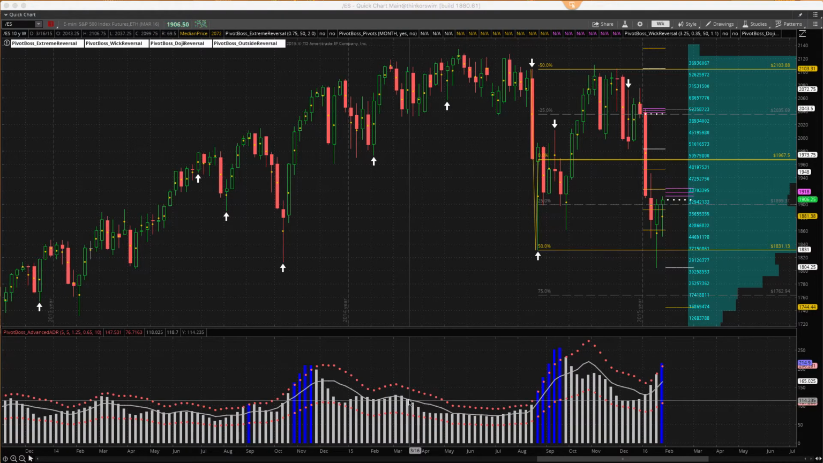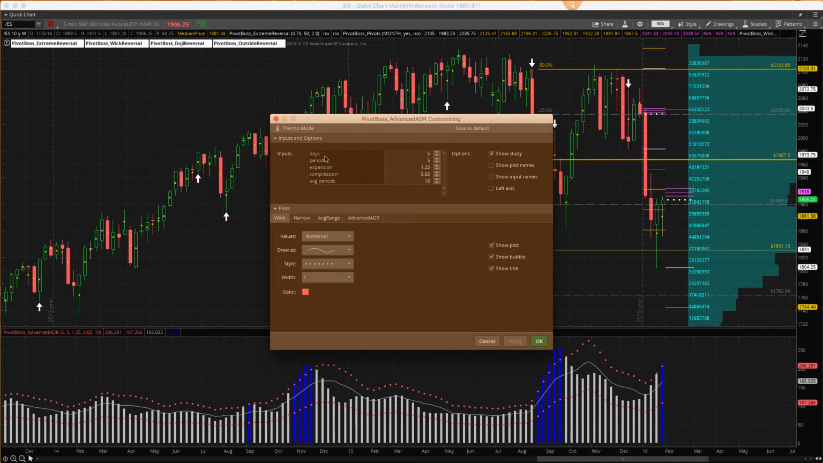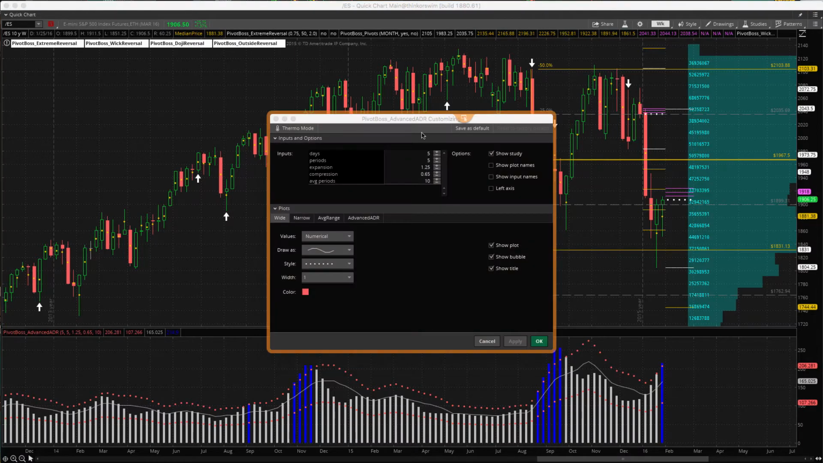If we want to do a basic ADR reading, I can double click on this indicator, and here are our parameters. If I want to do a basic ADR indicator reading on a one-day basis, then I would increase this up to 10 periods right here. So that's a 10-period average on a one-day basis. The rest of these we're just leaving alone.